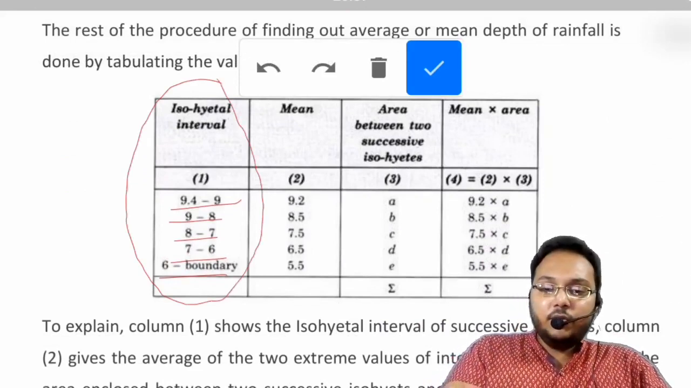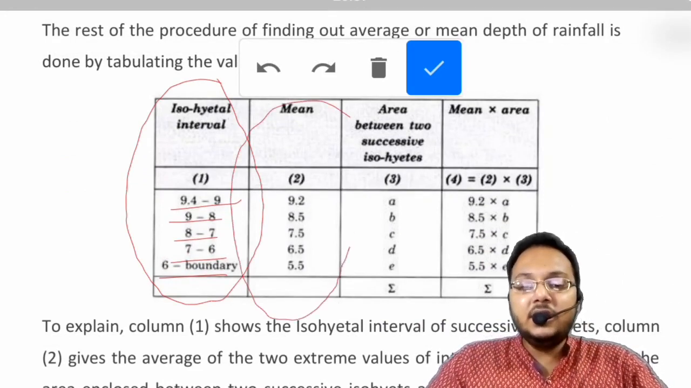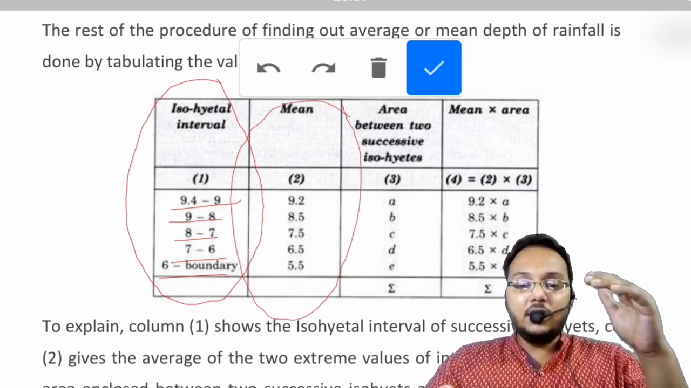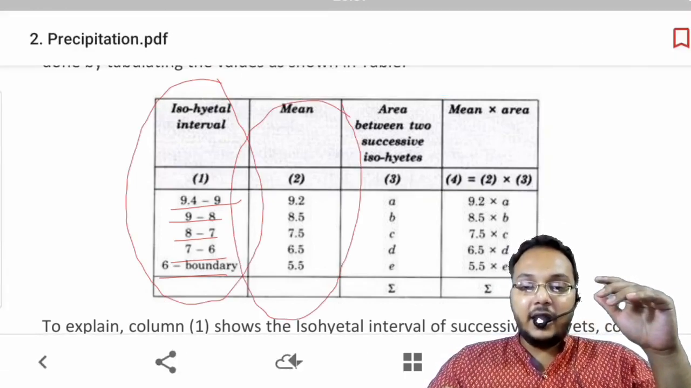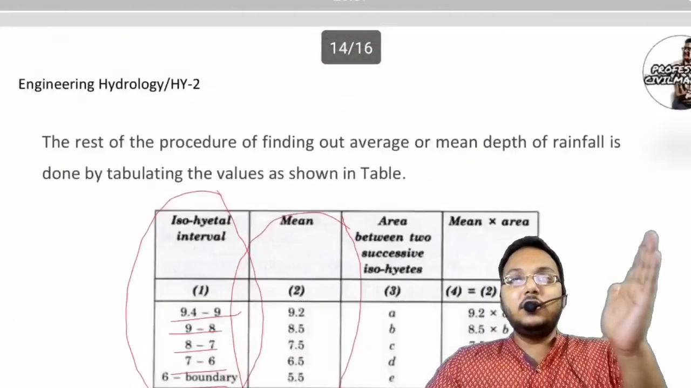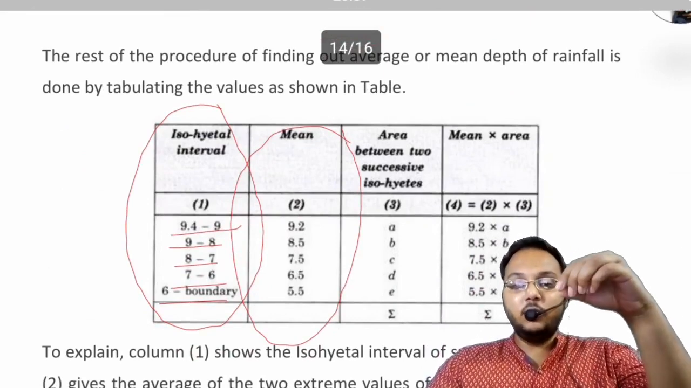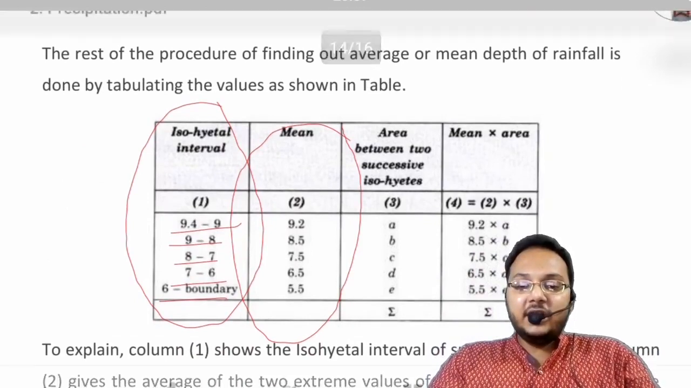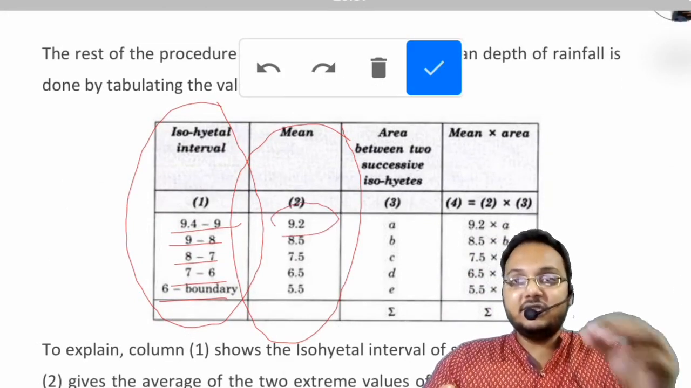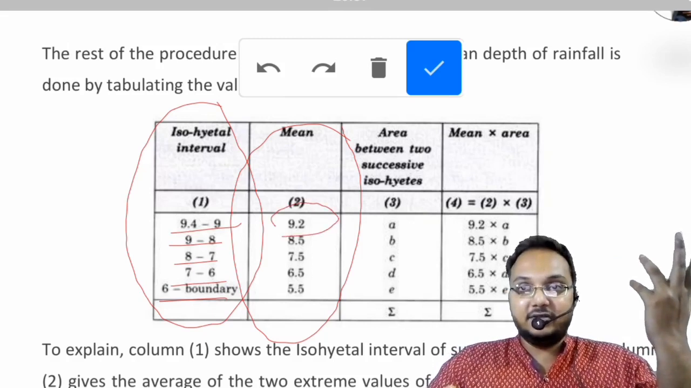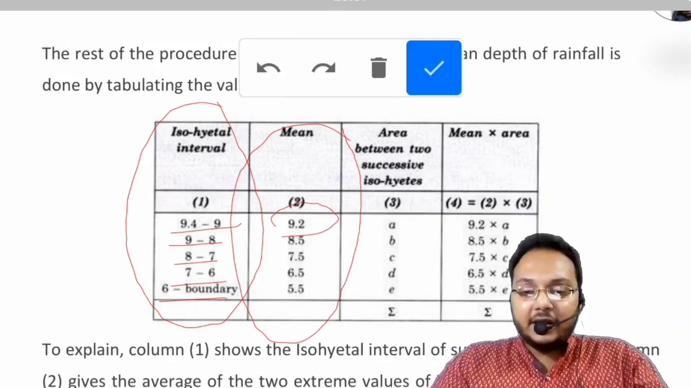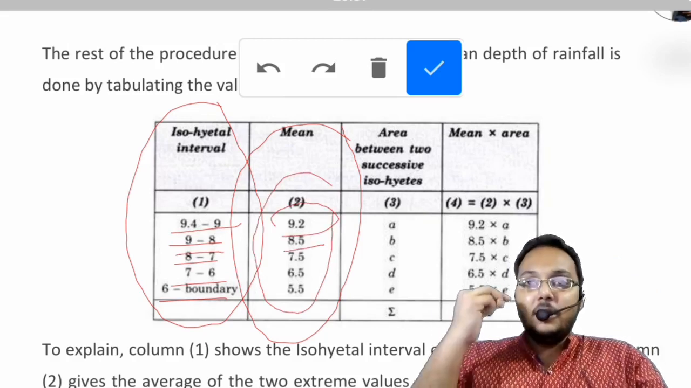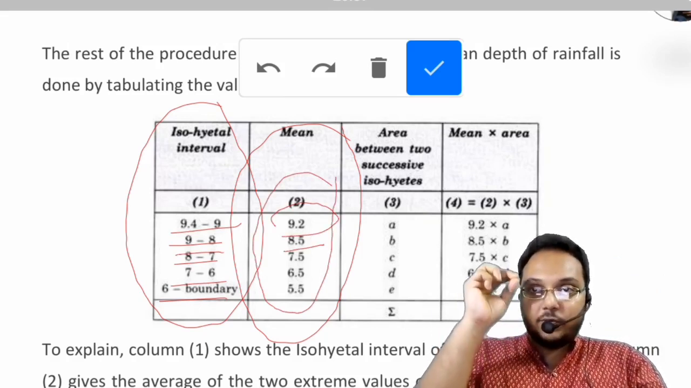In the second column, we give the mean of that interval. Suppose 9.4 and 9 are the two boundaries, 9.4 is the innermost and 9 is the outer boundary. So the mean will be 9.4 plus 9 divided by 2, which is equal to 9.2. Just the same way we calculate the mean of any two things. Similarly, between 9 and 8, the mean will be 8.5. So the second column is dedicated to the mean of the particular class interval we are selecting.